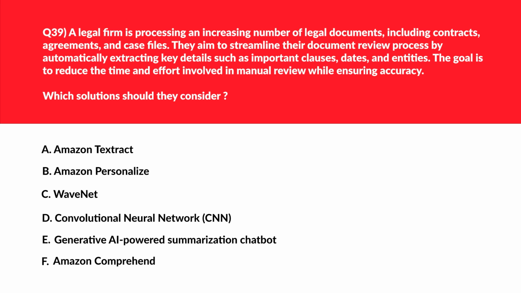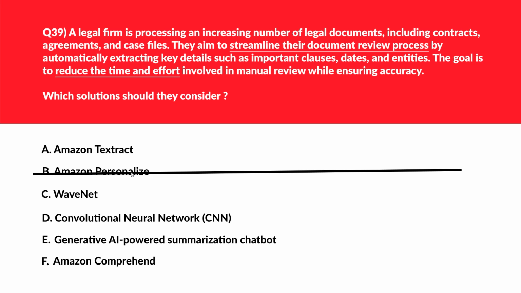Alright, we have to select 3 correct answers, or in other words, we can reject 3 incorrect answers. Either way. Let's look at option A first. A says Amazon Textract. Amazon Textract is essential for automating the extraction of key information from legal documents. So this is one of the correct answers. Let's move to option B. B says Amazon Personalize. Amazon Personalize focuses on, as the name suggests, personalization rather than document information extraction. So we'll reject this.